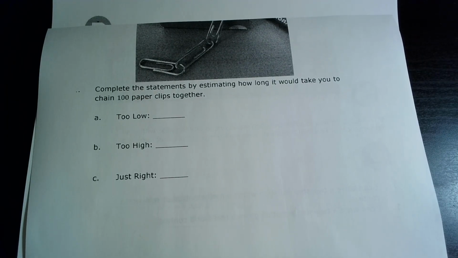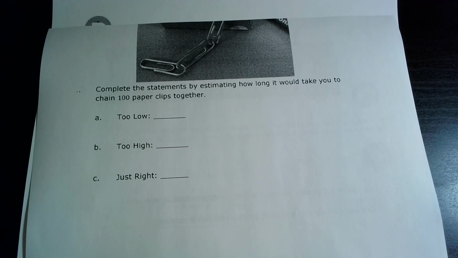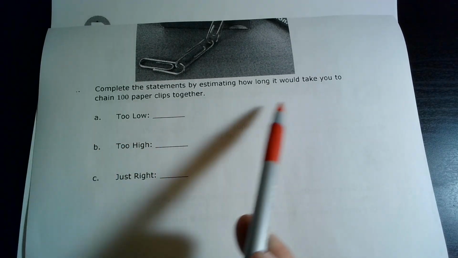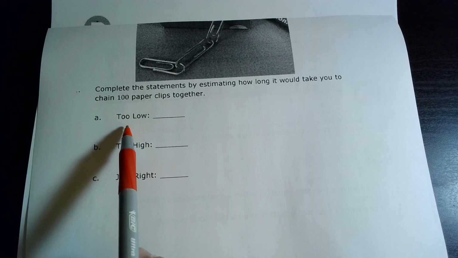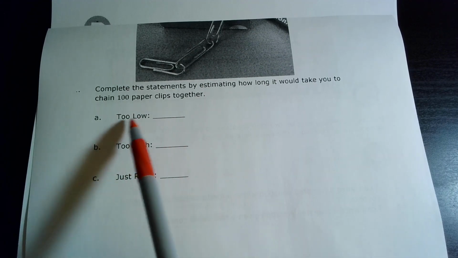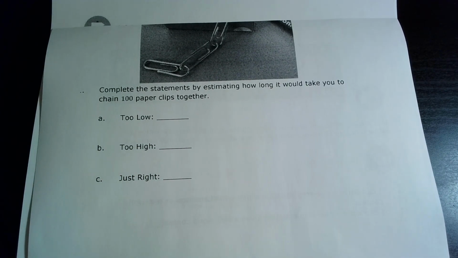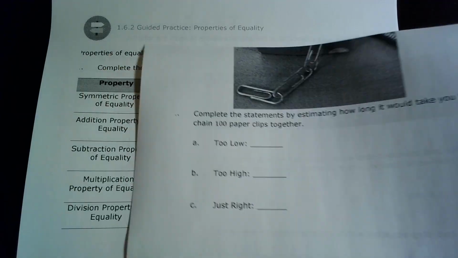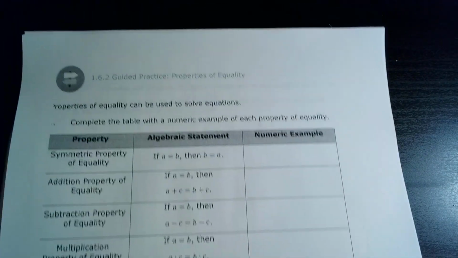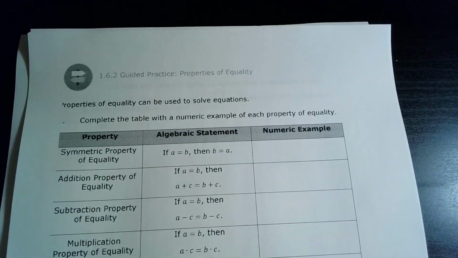You will see the warm up, which I don't do on the videos. For this one, you're looking at 100 paper clips, and 4 of them are clipped together, and you're supposed to estimate how long it would take you to chain together 100 of those, and then guesstimate a low number, a high number, or just right. Like I said, you're welcome to do that on your own. Flip over to guided practice.